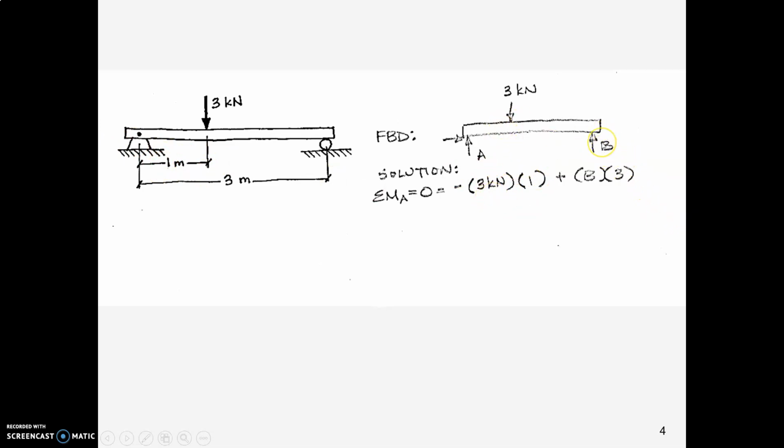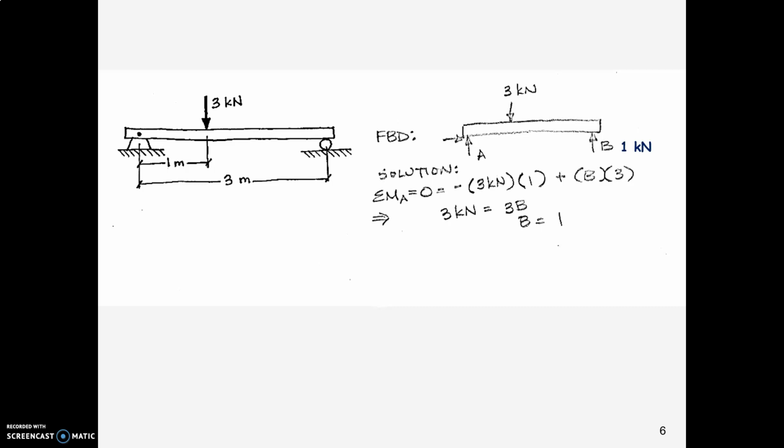Then up here at the far end, I've got force times distance. I don't know how big that holding up force is, that reaction at B, so I'll just write B, and I know that it's 3 meters from the end. So there's my equilibrium equation. And now I can add 3 kilonewton meters to each side to get rid of that negative side. And now I have 3 kilonewton meters equals 3B kilonewton meters. Or in other words, B must equal 1. So B is 1 kilonewton.